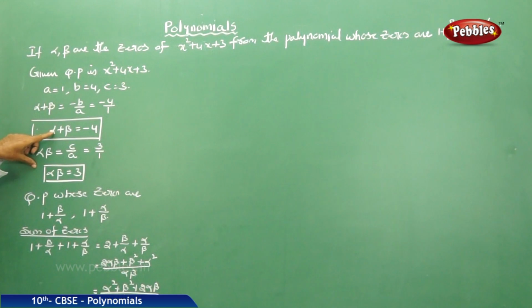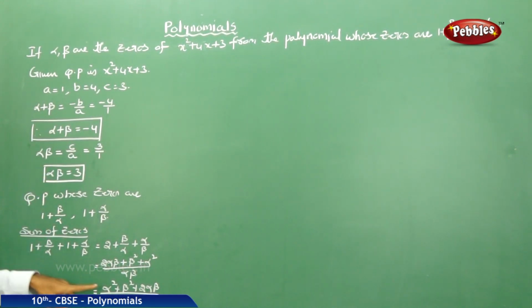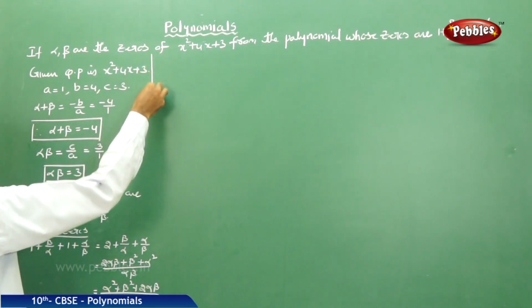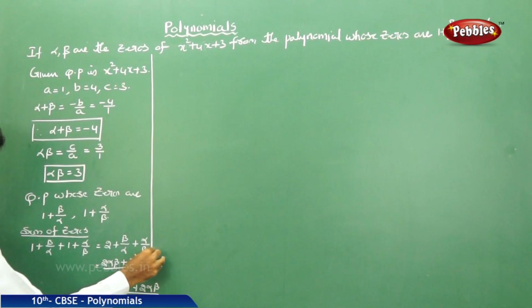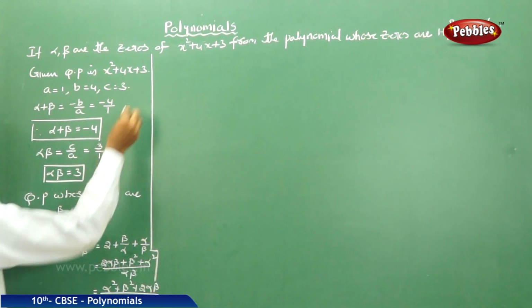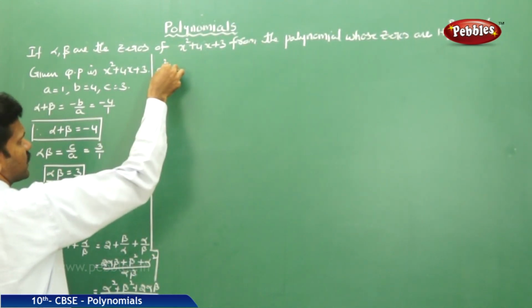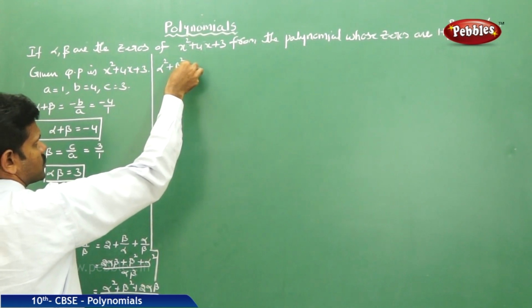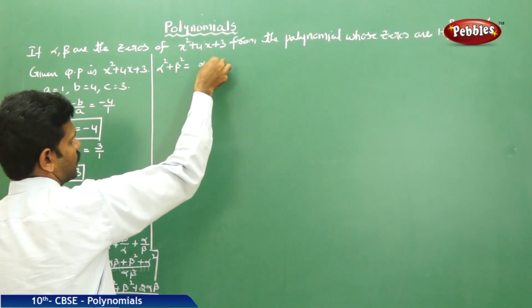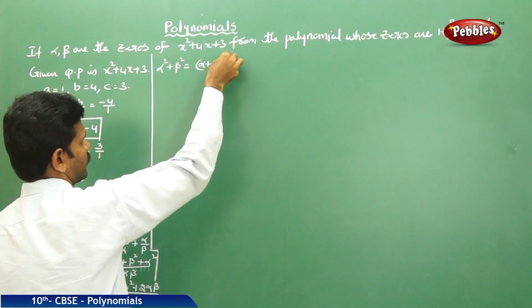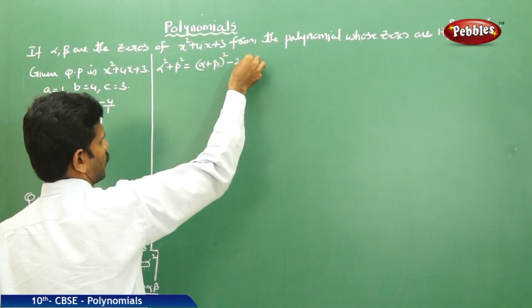Here I am ready with alpha plus beta value and alpha beta value, but alpha square plus beta square value is not ready. Okay, let us find out the value of that part first. See, alpha square plus beta square is equal to alpha plus beta whole square minus 2 alpha beta.